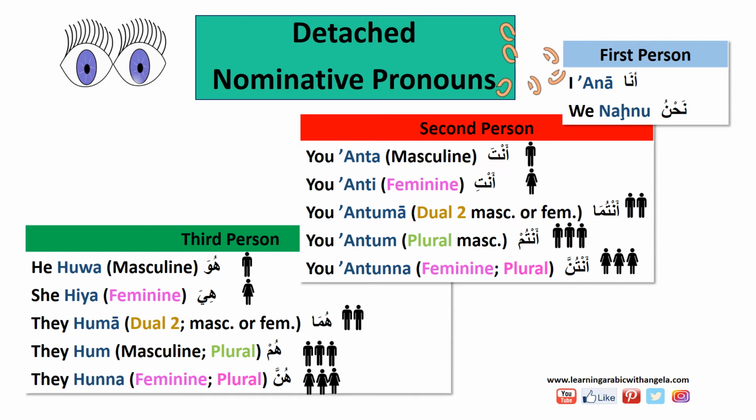Third person, huwa, hiya, so huwa for the masculine singular, hiya for the feminine singular. For the dual, we've got huma, and it's the same for the dual masculine and the dual feminine. So it could be two men, so that's huma, or it could be two women, that's also huma. Or it could be a man and a woman, and that would be also huma.